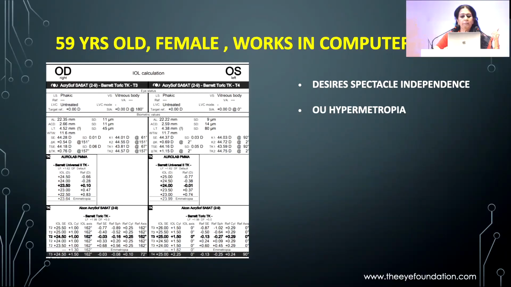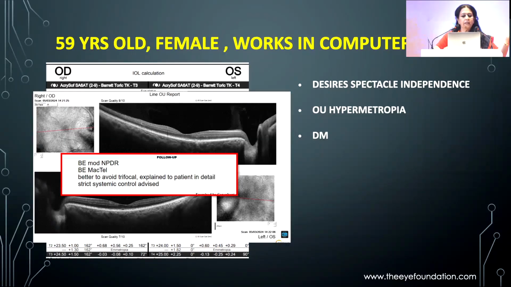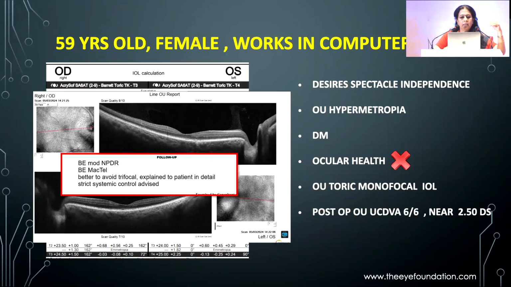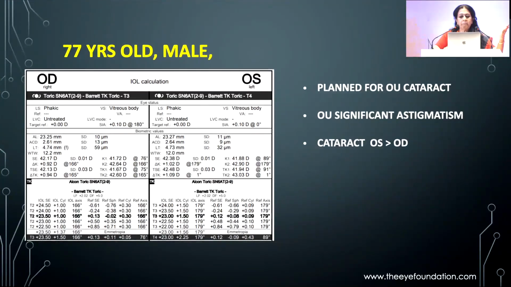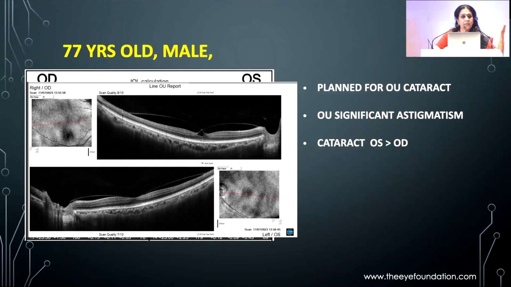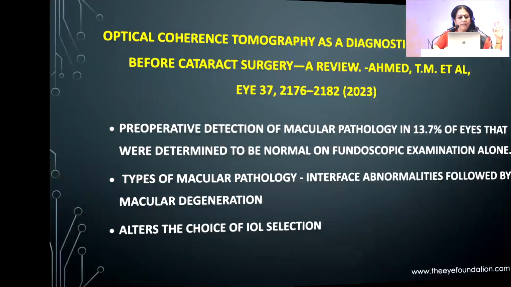This is another female who works on the computer, again a high plus power. She's a diabetic, she has MACTEL and moderate diabetic retinopathy. No way would I put a trifocal, because a trifocal may compromise the contrast. I would definitely put a monofocal toric lens for her. This is another patient who again is a male, has significant astigmatism, but has a lamellar hole in one eye, so he needs a combined vitrectomy cataract in one eye. The other eye, he needed a toric monofocal, and that's how we managed.